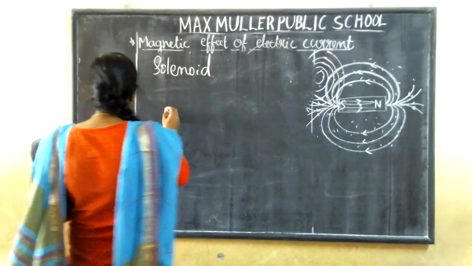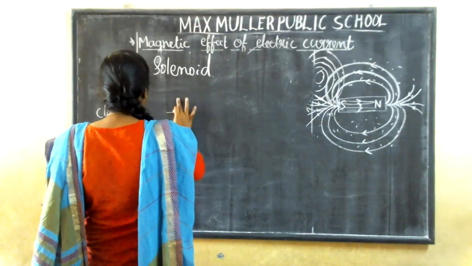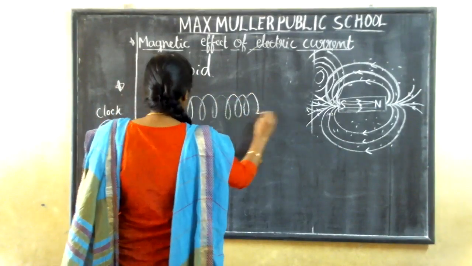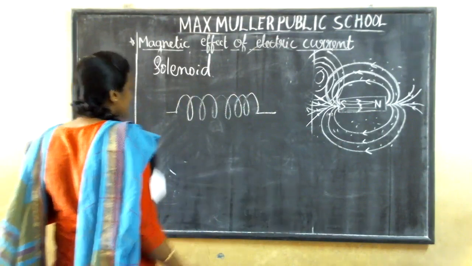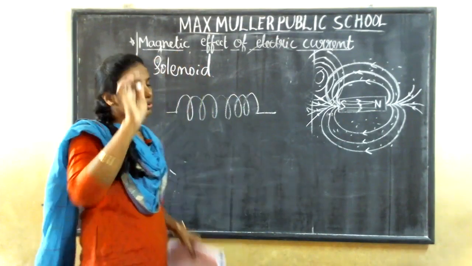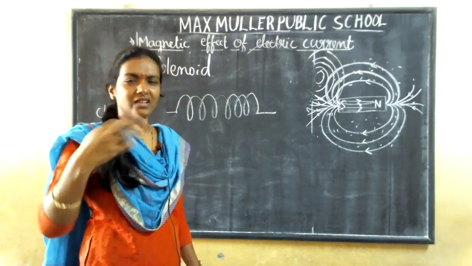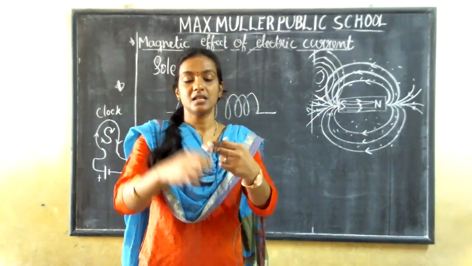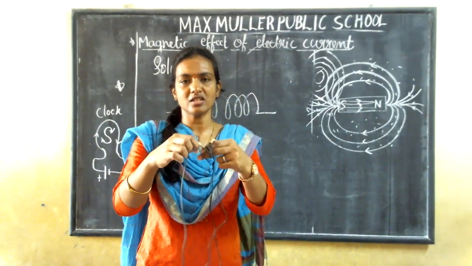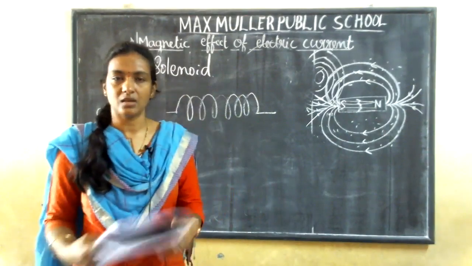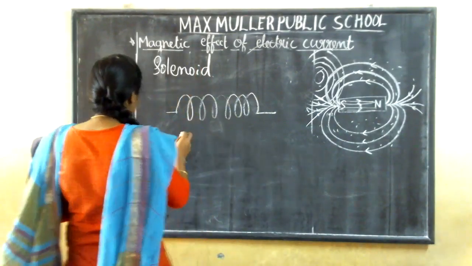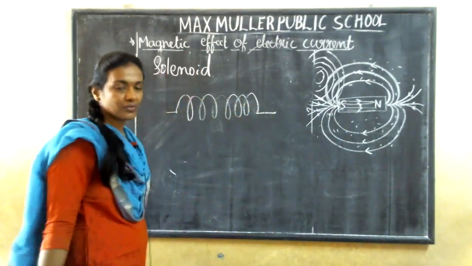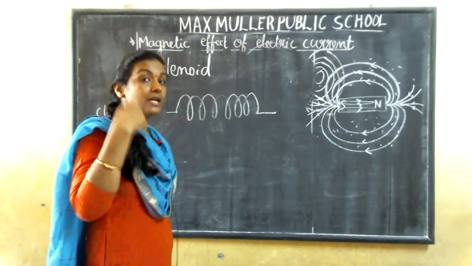Solenoid means, you can show that one: take a wire and coil it in a circular way. This is called a solenoid. Now you may ask me, ma'am, are all wires solenoids? When you coil a wire like this, it is a solenoid. Is every wire a solenoid? Only one condition you have to keep in your mind: the length of this wire should be greater than the diameter.